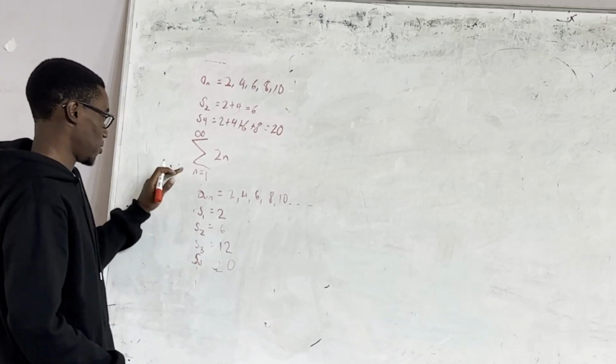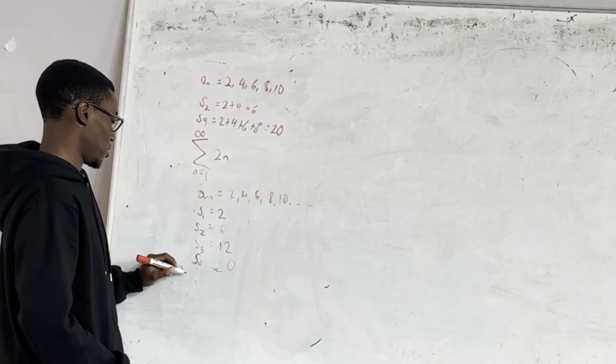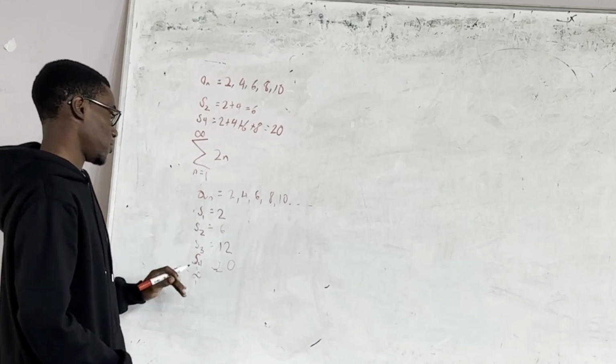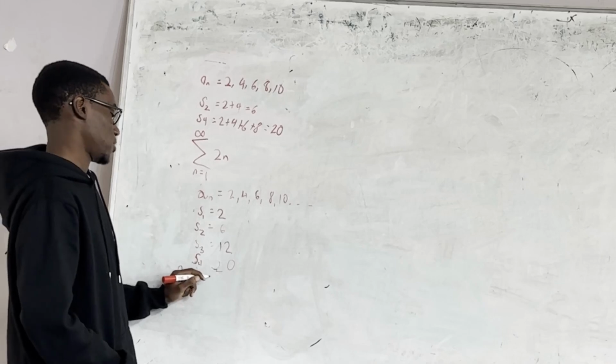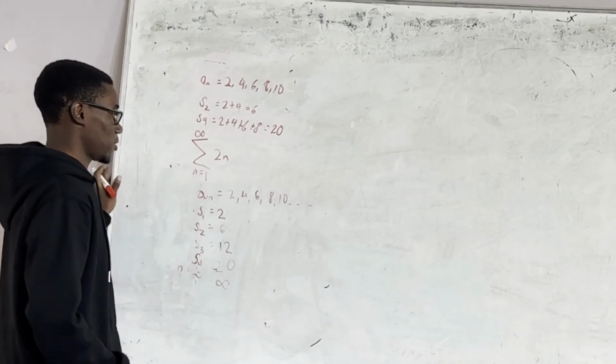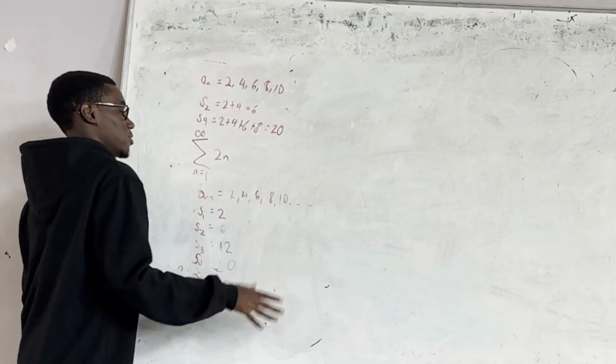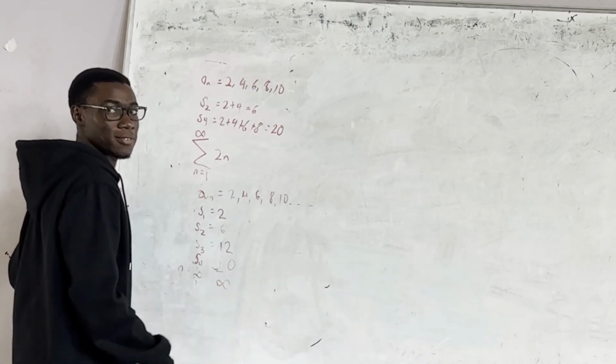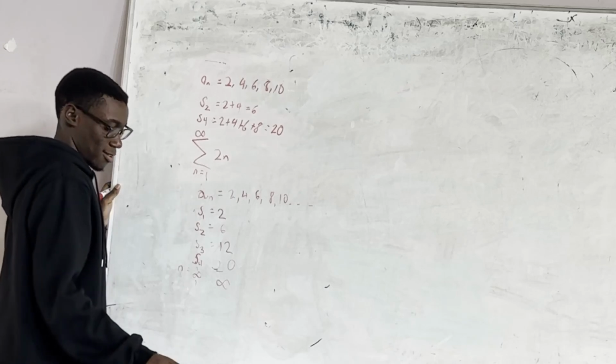So for n is equal to infinity, the partial sum for infinite terms will be infinity. Intuitively, you see that it just keeps on increasing, so definitely it's diverging.